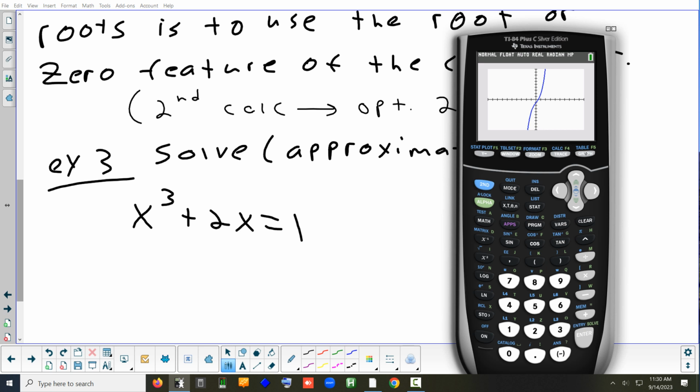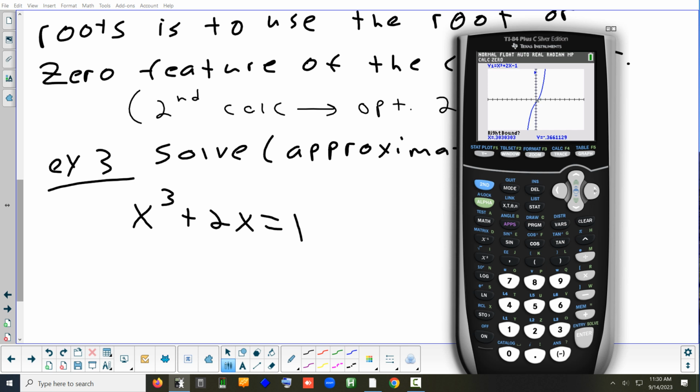And that happens sometimes. So second calc. Sometimes I accidentally do intersect. You are not doing an intersect. You're calculating a zero. You could do an intersect if you drew in the line y equals 0. That would be right on the x-axis. Then you could find an intersect. But usually we just do it this way.